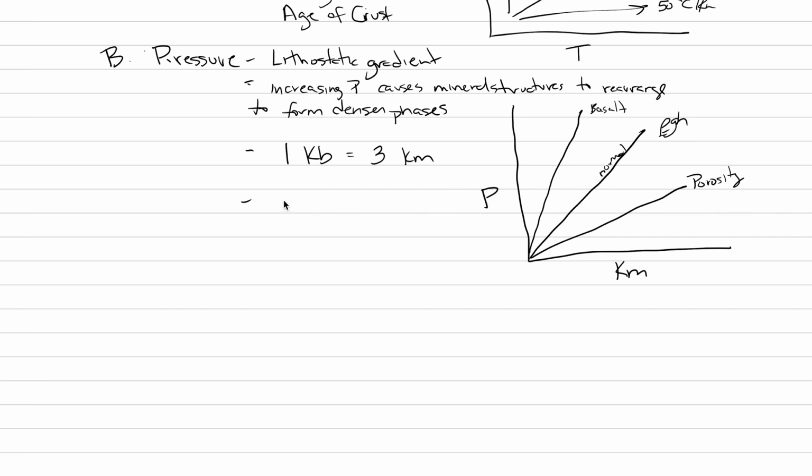The range for metamorphic rocks is usually less than 12 kilobars. Why is that? Well, 12 kilobars, what does that equal? That's about 36 kilometers using our normal geothermal or lithostatic gradient, and that's about where the base of the continental crust is normally.